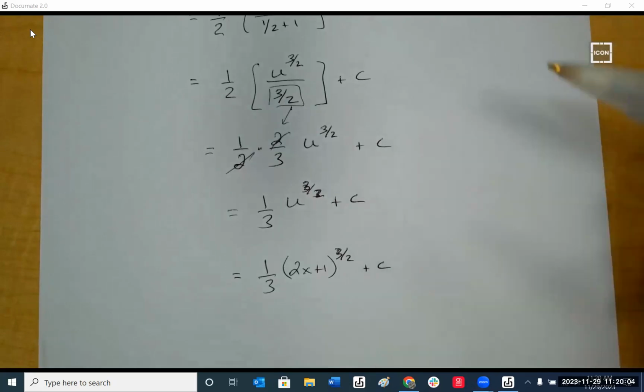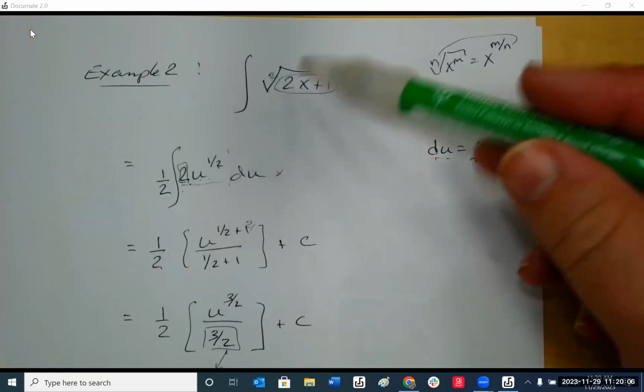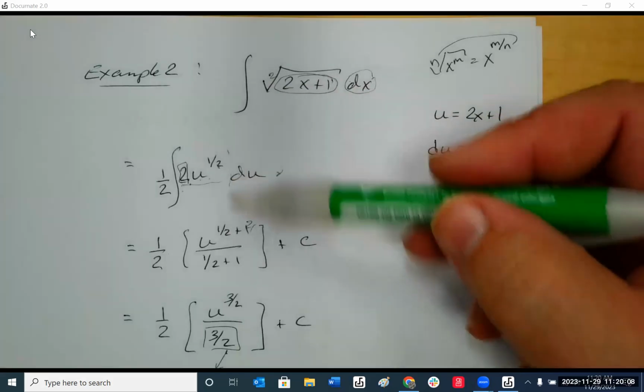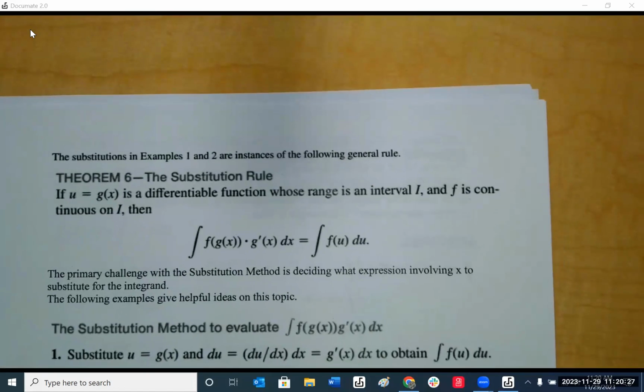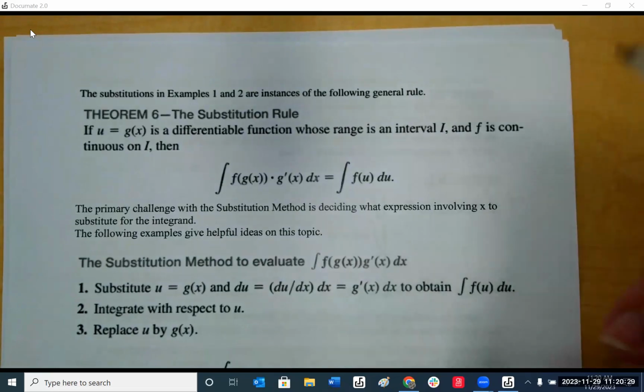See, so it makes it much easier to get rid of all this other extra stuff we don't need. If we substitute it down to u, then it's much easier. It's a much simpler process. All right, let's look at the next page. Here's a general rule that we're following.